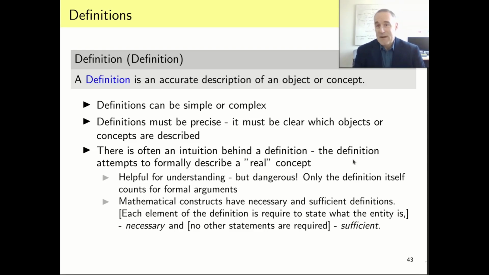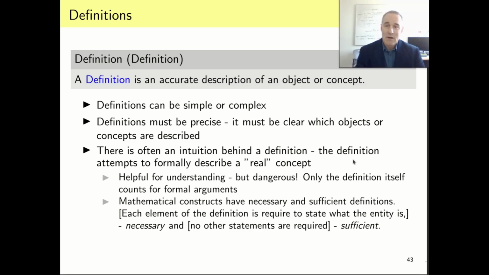First, we need some definitions, and the first definition we need is, what is a definition? The notion of a definition is that it's an accurate description of some sort of object or concept. Definitions can be either simple or possibly very complex, but most importantly, they must be precise. It must be clear what objects or concepts are being described. What are we talking about, and how is it different from all the other things that it might be confused with? This is a notion that philosophers call differentia. What differentiates a notion from other notions?